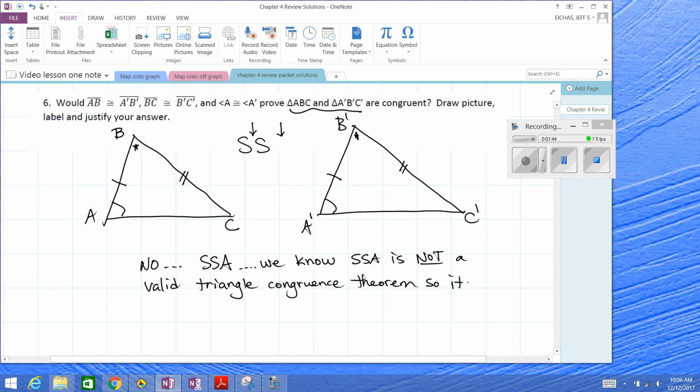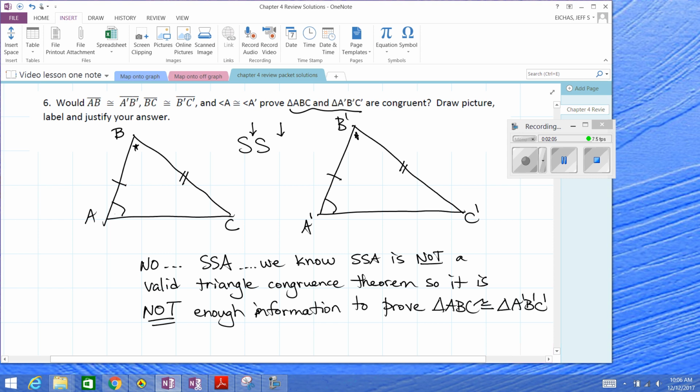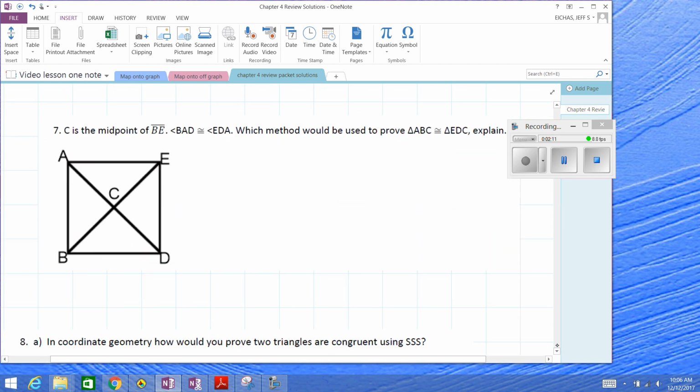So it is not enough information to prove triangle ABC is congruent to triangle A prime, B prime, C prime. You just need something else. It's not enough information. Okay? So close, but not quite enough.